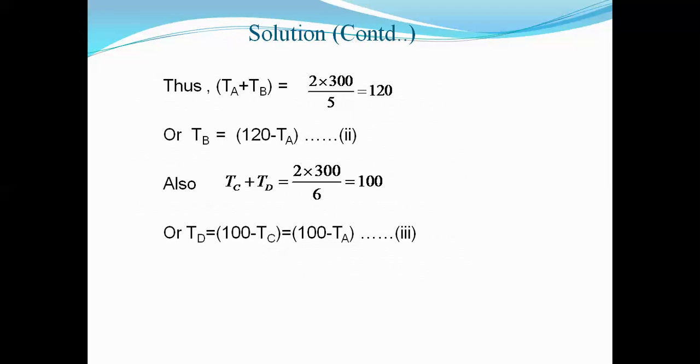TC అంటే మనకు తెలుసు కదా teeth on pinion is same. So TA is equal to TC, కాబట్టి TC place లో we can substitute TA. So this is equation number 3. So TB is equal to 120 minus TA. TD is equal to 100 minus TA.